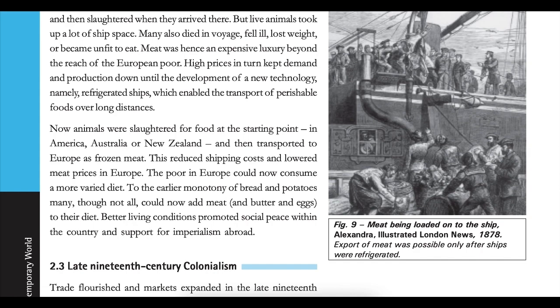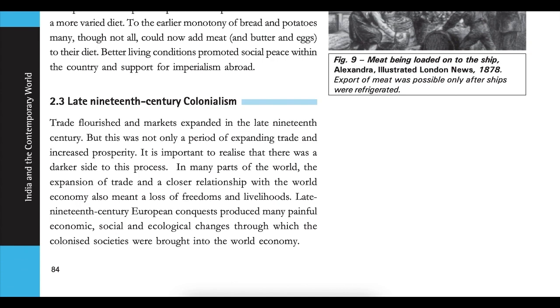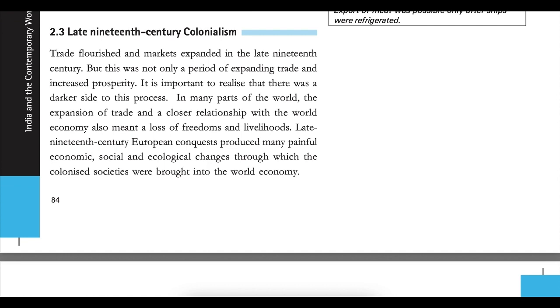Now, animals were slaughtered for food at the starting point in America, Australia, or New Zealand, and then transported to Europe as frozen meat. This reduced shipping cost and lowered meat prices in Europe. The poor in Europe could now consume a more varied diet. To the earlier monotony of bread and potatoes, many, though not all, could now add meat and butter and eggs to their diet. Better living conditions promoted social peace within the country and support for imperialism abroad. Late 19th century colonialism.